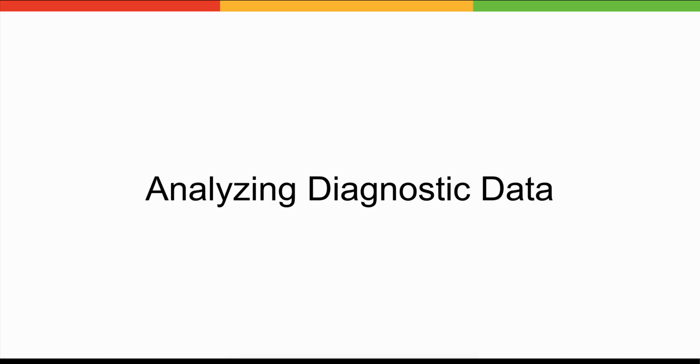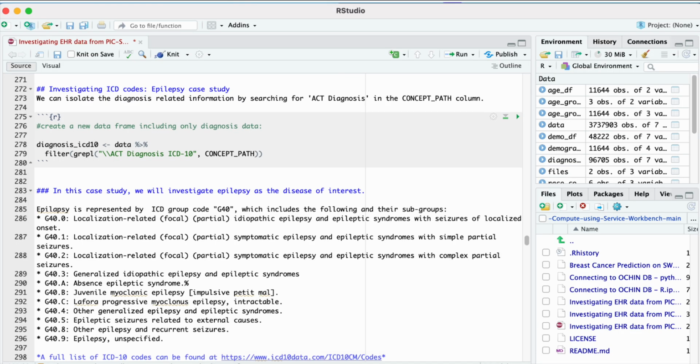Analyzing diagnostic data. In this section, we will analyze diagnosis codes related to our area of interest. For this example, we will focus on epilepsy, which is categorized under the ICD code G40. If you are investigating a different disease, you can modify the ICD-10 code accordingly. To begin, we will create a new data frame containing diagnosis-related information by filtering for ACT diagnosis as the variable type using the grepl function.